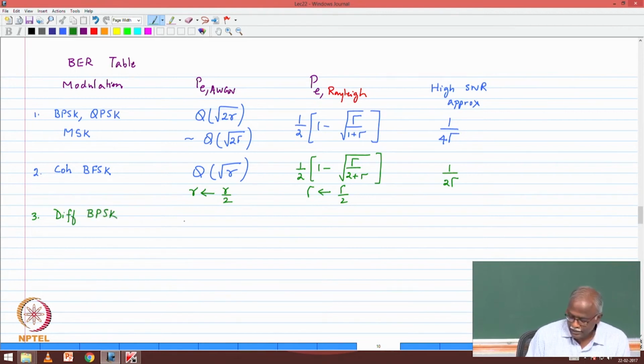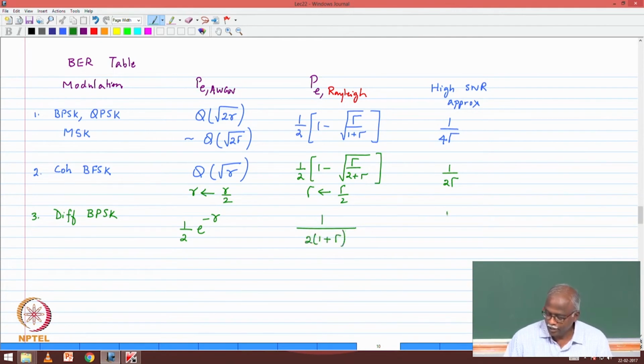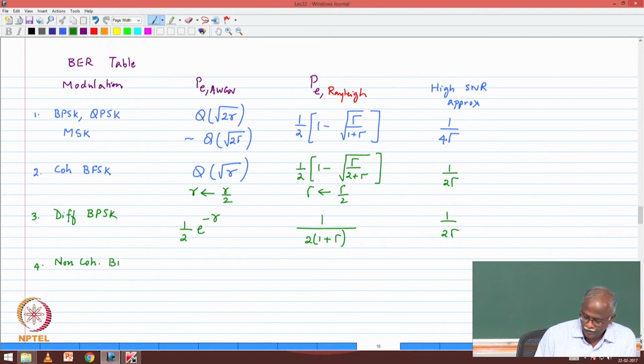Differential BPSK. This is 1/2 e power minus gamma. That's the expression for the BER in AWGN. We have derived the probability of error in Rayleigh fading as 1 over 2 into 1 plus gamma, and the high SNR approximation turned out to be 1 over 2 gamma. And then the last one of the binary modulation schemes that we have is non-coherent BFSK, and that has a BER performance which is given by 1/2 e power minus gamma by 2.